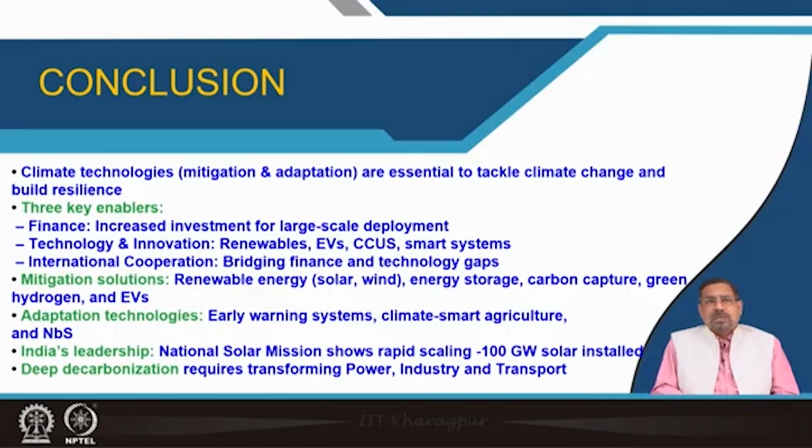Coming to mitigation solutions: renewable energy in terms of solar, energy storage, carbon capture, green hydrogen, and electric vehicles, EVs, all of them are in place. As far as adaptation, early warning, climate-smart agriculture, nature-based solutions, as we discussed. India is leading. India's leadership is well proved because it has already achieved more than the 100 gigawatts of solar power that was committed to be achieved by 2025. It has crossed and achieved 105 gigawatts of solar power. And coming to deep decarbonization, it requires transformation in power, industry, and transport.